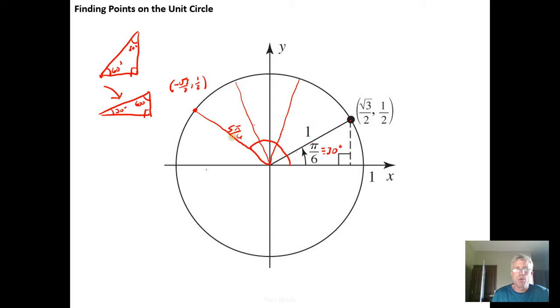Notice if you did one more rotation, you get 6 pi over 6, which reduces to pi radians, which is a half revolution.